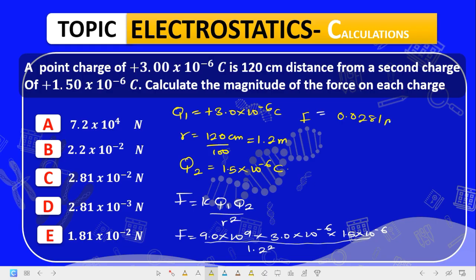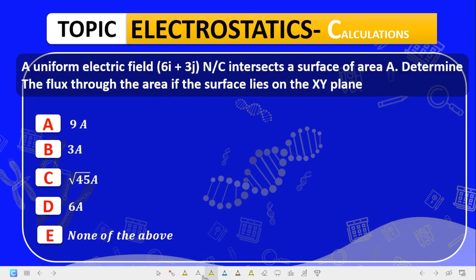0.0281 Newton, which we can then count backward. How many times? 2 times to give us 2.81 times 10 raised to the power of minus 2 Newton. So this is the correct answer to that question: 2.81 times 10 raised to the power of minus 2 Newton. And that is option C. Now let's proceed with the next question.